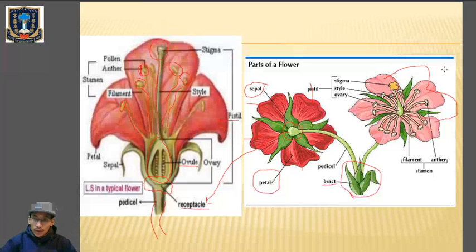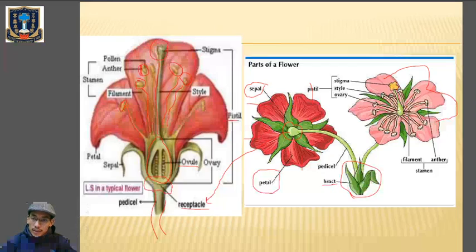Okay, so we have finished these different parts of flowers. Remember, they are calyx, corolla, androecium, and gynoecium. Now you have to remember the function of each part of a flower: the function of calyx, the function of corolla, the function of androecium, and the function of gynoecium. Do remember each and every part and its respective function.